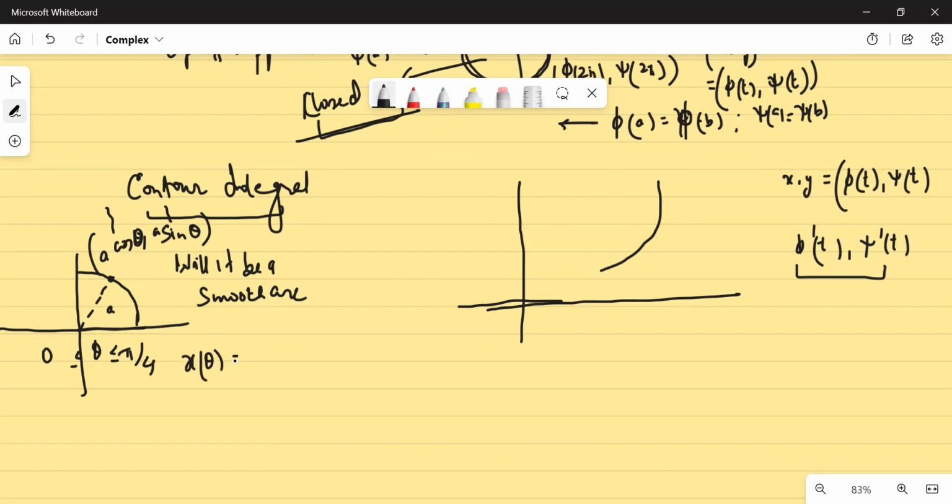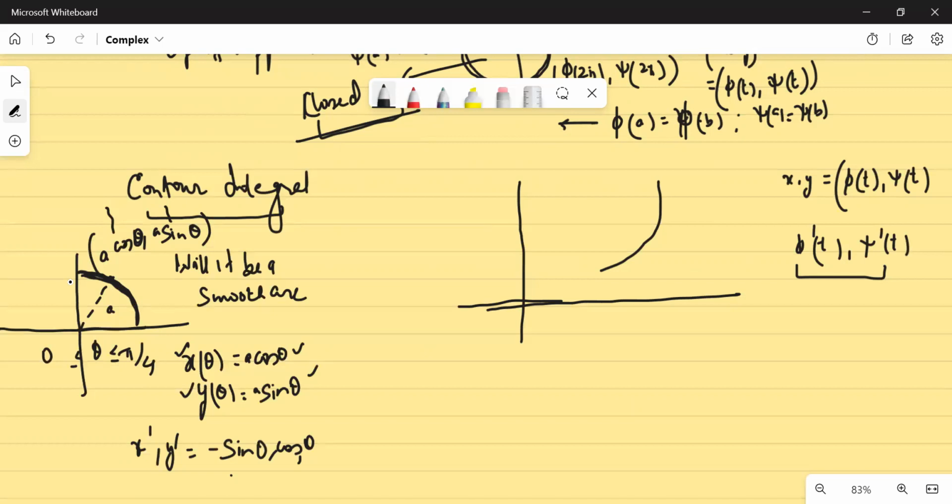So x as a function of theta can be written as a cos theta, y as a function of theta can be written as a sin theta, and both of these are continuous functions of theta. So clearly x and y can be represented in terms of parameter theta, and these are just continuous functions. And what about their derivatives? The derivatives are minus sin theta comma cos theta, again continuous functions. So I would say that my one quadrant of this circle that represents an arc, this is a smooth arc. Yes or no? यहां तक समझ में आई मेरी बात? Yes, sir.